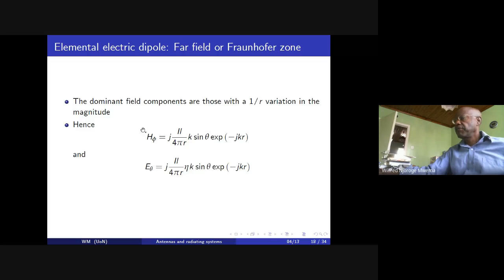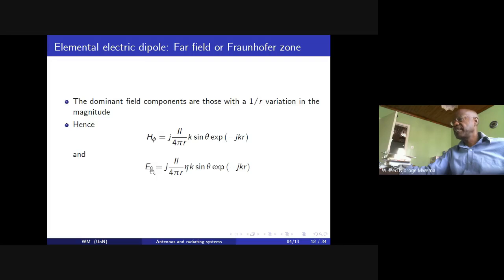And therefore, if we convert that to the instantaneous value by multiplying by the exponent of j omega t and taking the real part, we get a sine of omega t minus kr somewhere. And this, you recall from what we have been discussing, is the expression of a propagating wave. And the same thing will be given by E theta.